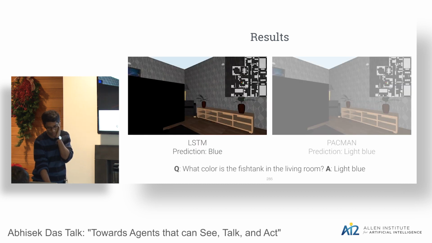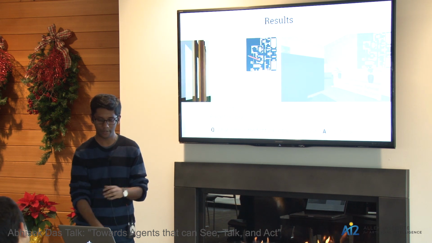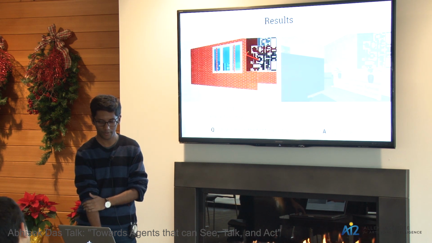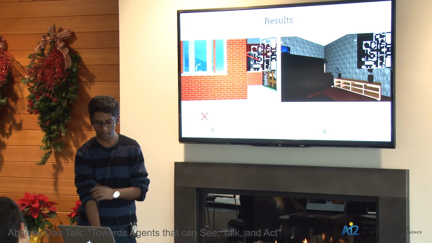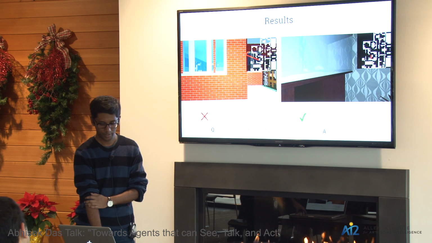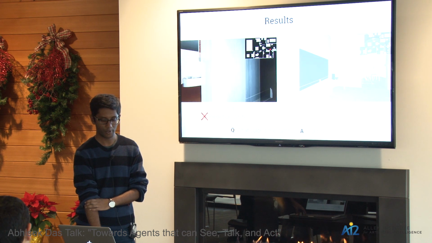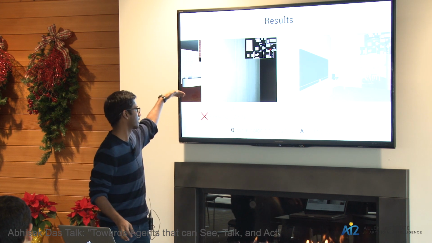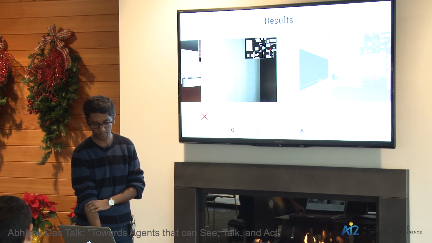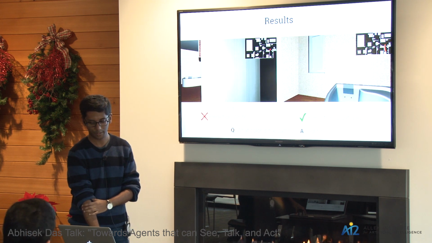So here are some qualitative examples. On the left, I'm showing the LSTM baseline. The question is, what color is the fish tank in the living room? The LSTM turns, it looks at the fish tank, but it doesn't predict stop, and it just walks right out of the house. Whereas our approach turns, looks at the fish tank, and chooses to stop and gets the answer right. Here's another example. The question is, what color is the bathtub? The LSTM model turns, it can see the bathtub, but it gets stuck against this wall. Whereas our model turns, walks up to the bathtub, chooses to stop, and then gets the answer right.